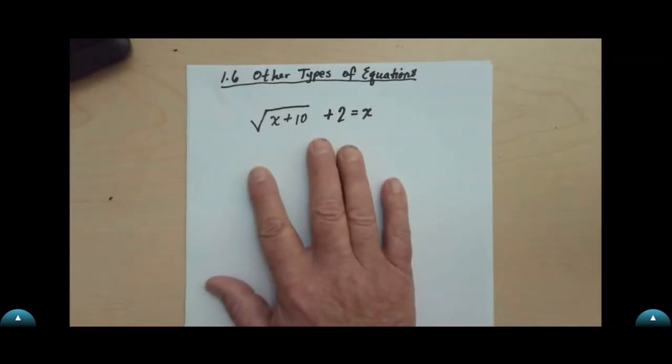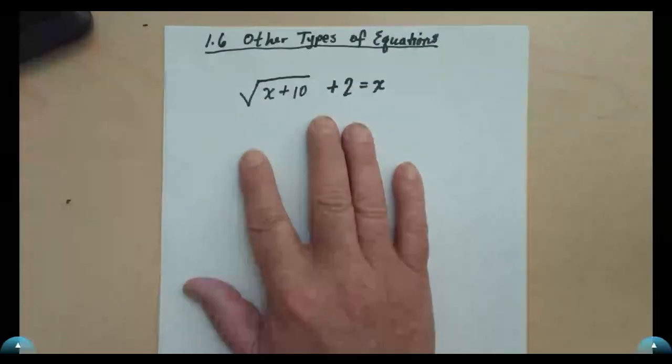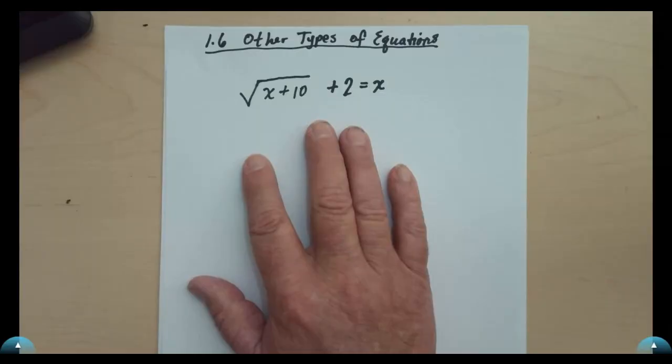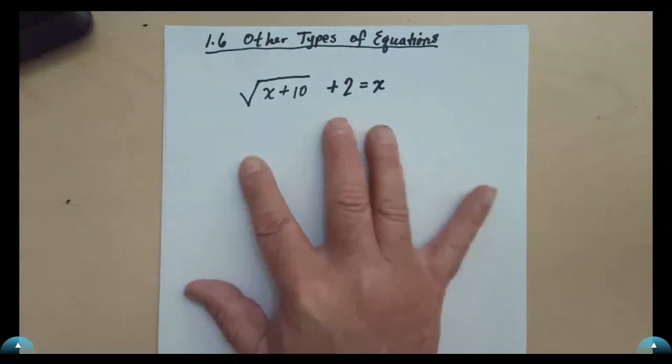So section 1.6 is titled Other Types of Equations, which is the worst title for a section of a math text, like in history. I mean, that could be a really long section. So far, we've learned to solve one variable linear equations, one variable rational equations, and quadratic equations. We have learned to solve 3 types of equations in this course so far.